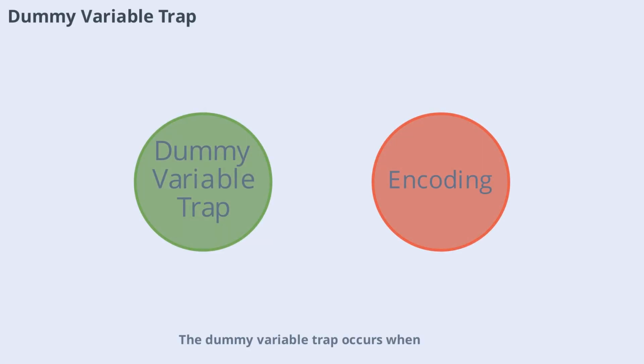Dummy variable trap occurs when one-hot encoding is used for categorical variables, creating multicollinearity among the new columns. This can make the model's coefficients unstable and the results difficult to interpret. To avoid this, one column is typically dropped or alternative encoding methods like target encoding are used, especially for high cardinality features.